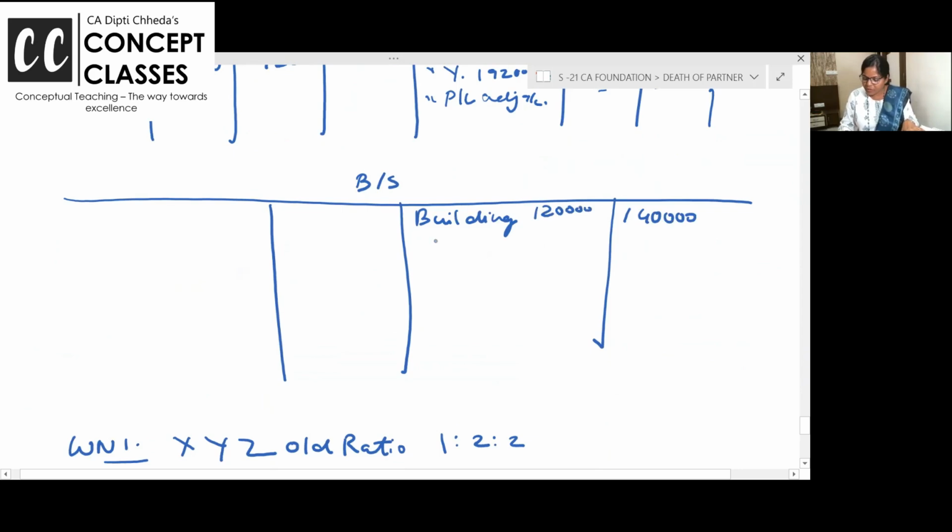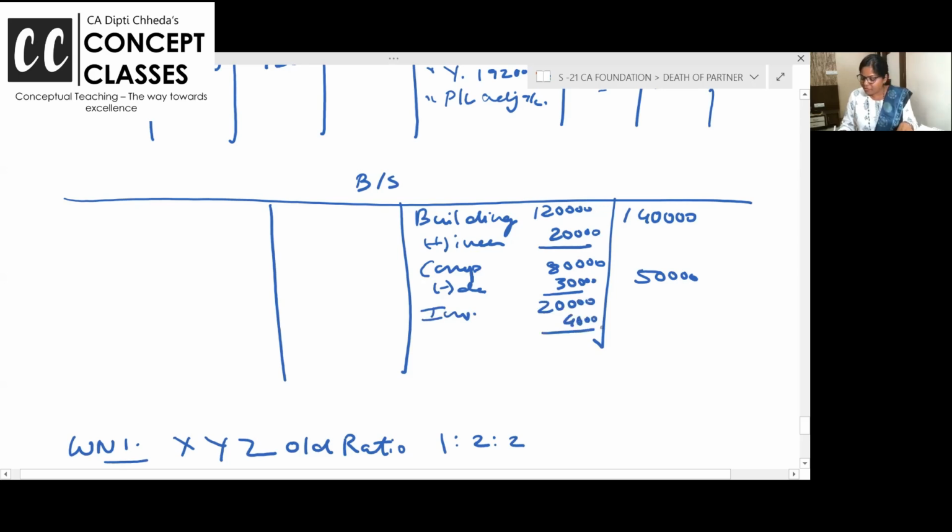It was 120, you have to write like this. Increase of 20,000 we have put. Computers were 80,000, decrease by 30,000 and put it at 50. Inventories. Inventory is 20 less 4, 16.